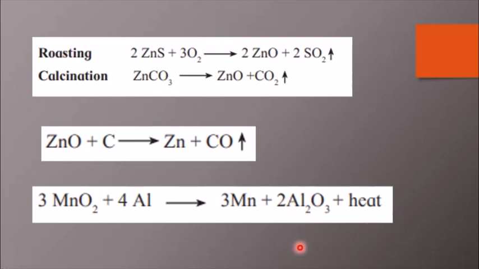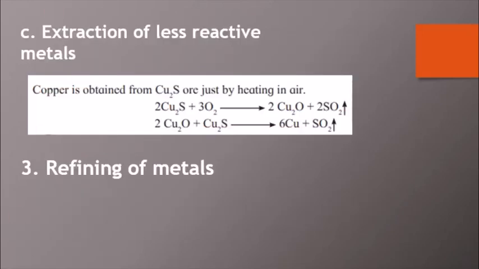So it is not necessary that you always use carbon only as the reducing agent. You can use other metals also. You can use sodium, calcium or aluminium. Next is the extraction of less reactive metals. These less reactive metals are present at the bottom of the reactivity series, we know that, and these are usually present in their free state in nature, like gold, silver, platinum. Only copper is present with a few impurities.